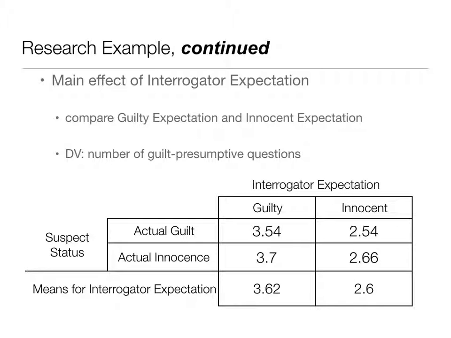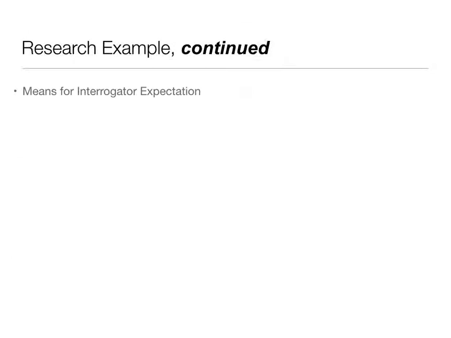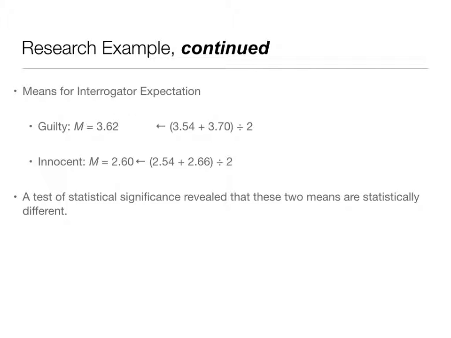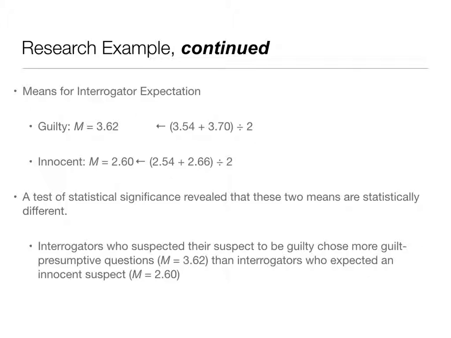So because 3.62 is larger than 2.6, we're able to say that there is likely a main effect of interrogator expectation. And again, this is how we did that math. We got the 3.62 by adding those two values and dividing. We averaged the same thing for innocent, and that's how we got the 2.6. Actually, they did a statistical test, and they revealed that these were statistically different. And the authors concluded that interrogators who suspected their suspect to be guilty chose more guilt presumptive questions, 3.62, than interrogators who expected an innocent suspect. So when they thought they were guilty, they asked more guilt presumptive questions.